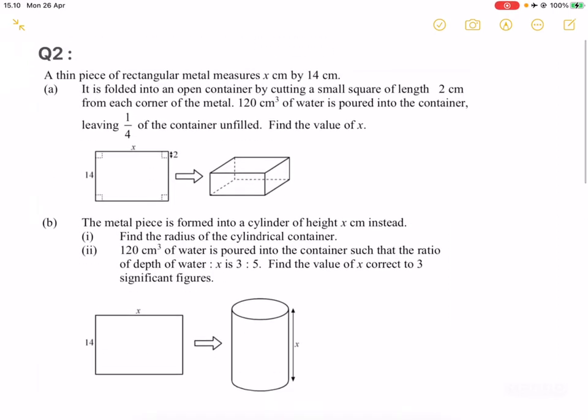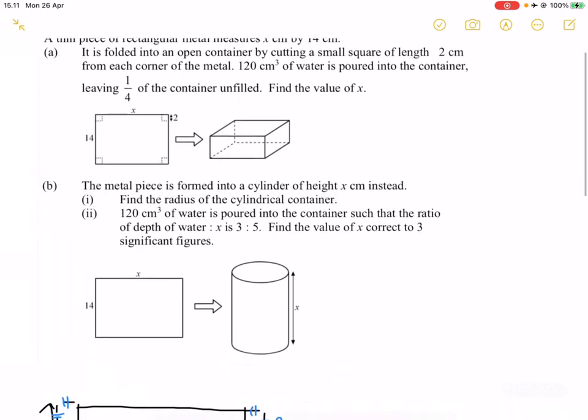Alright, for question 2, it says that a thin piece of rectangular metal measures x centimeters by 14 centimeters. And for part A, it is folded into an open container as shown in the diagram by cutting a small square of length 2 centimeters each from each corner of the metal. So as you can see from the diagram, those squares are being cut off, and then it is folded to a cuboid, actually an open cuboid in fact. 120 centimeters squared of water is poured into the container, leaving a quarter of the container unfilled. And with this information, we need to find the value of x.